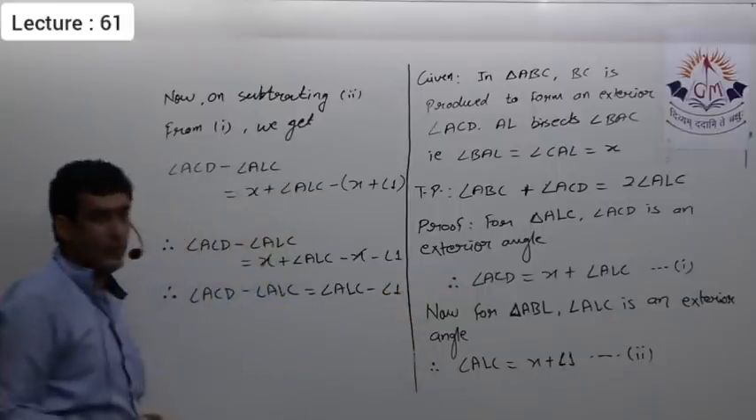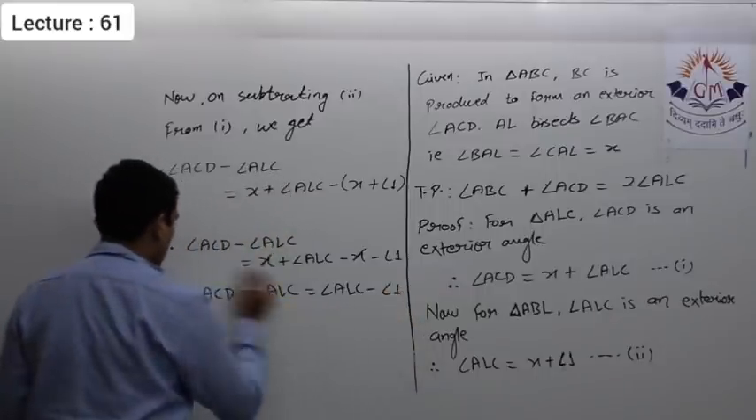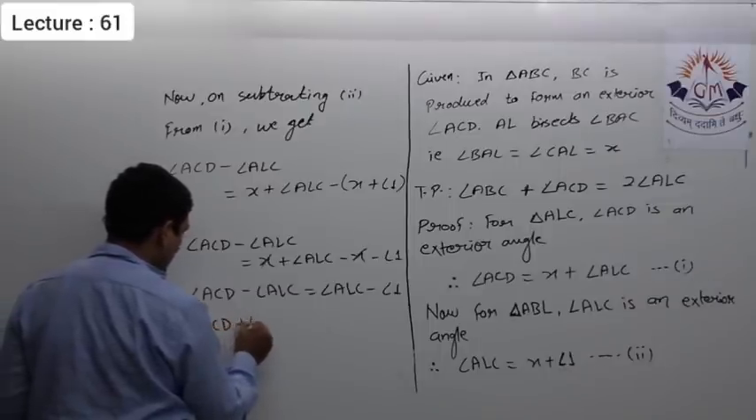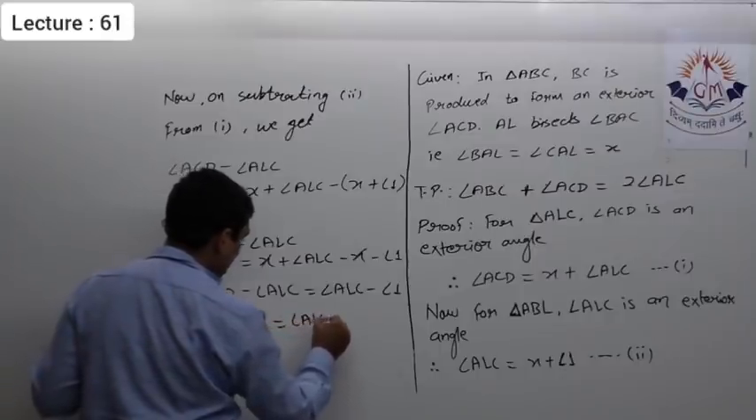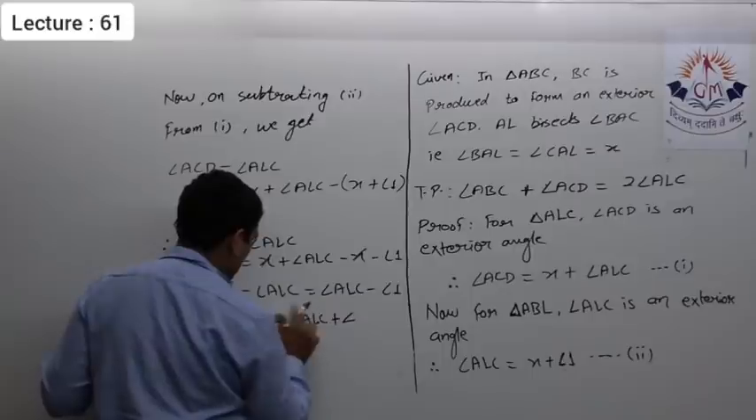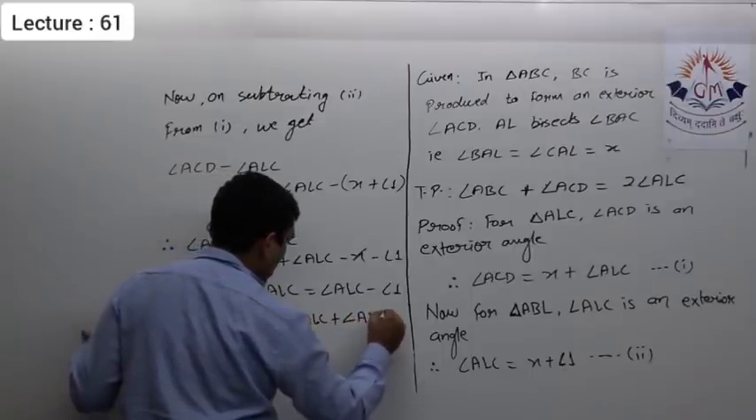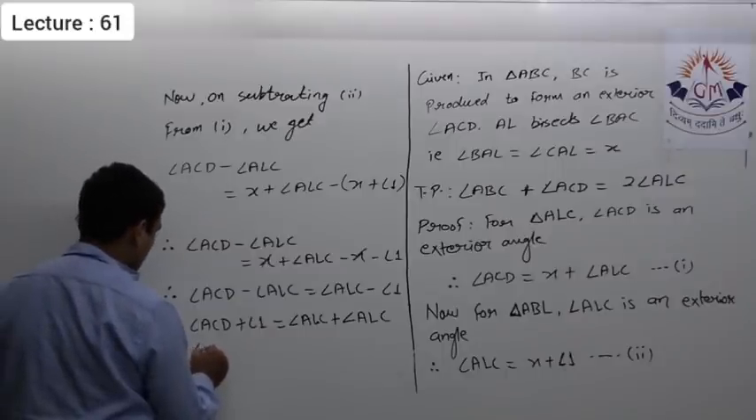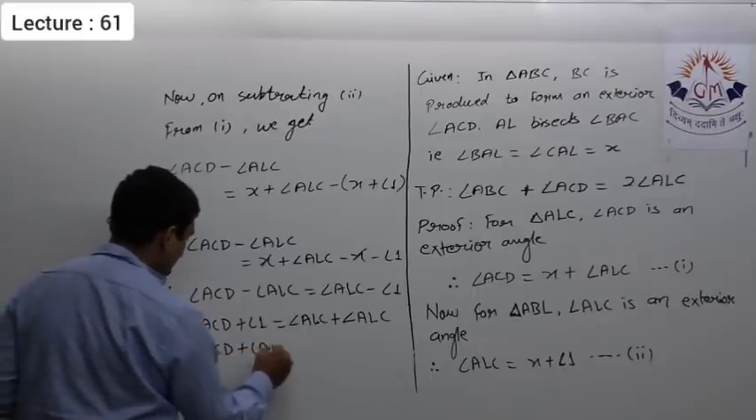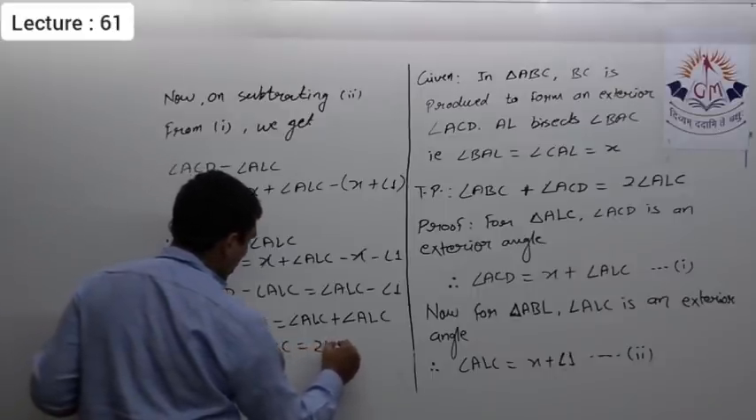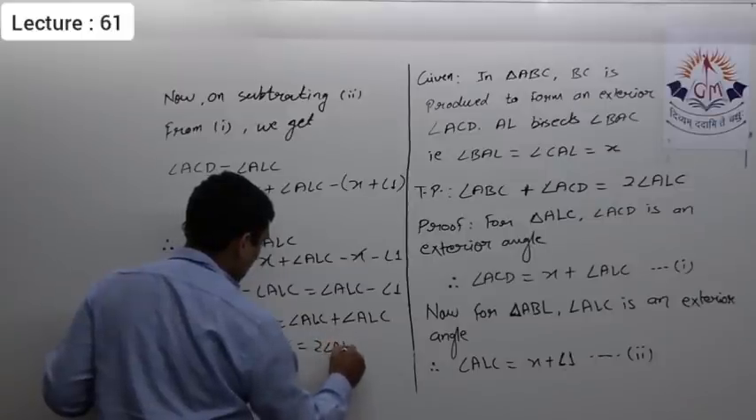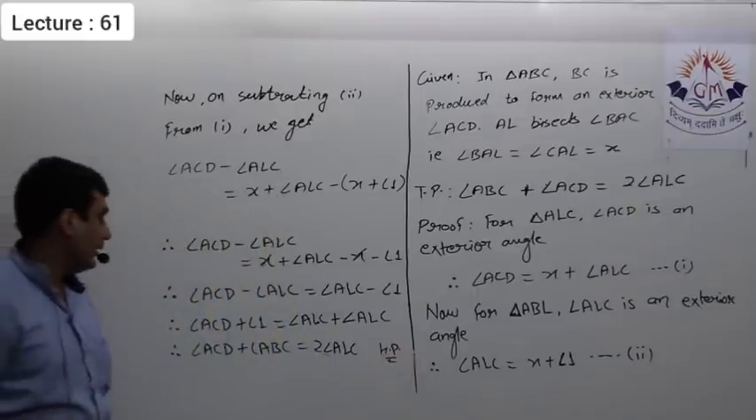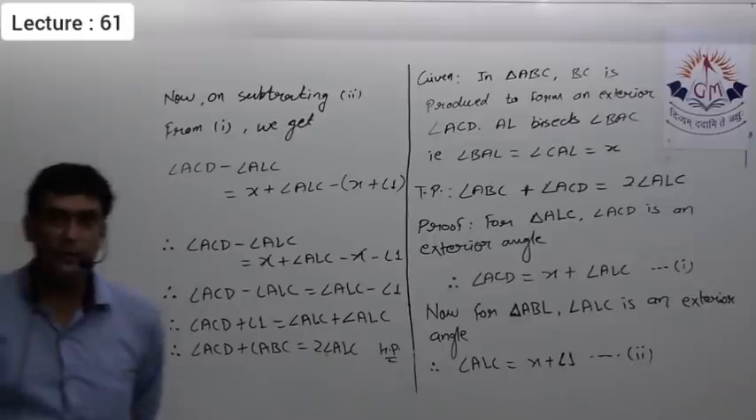And according to diagram, angle 1 was actually angle ABC. So from here I can write angle ACD plus angle 1 is equal to angle ALC plus angle ALC. So here this will become angle ACD plus angle ABC is equal to twice of angle ALC, hence proved. So that was the expression that we required to prove. So please note it down, then we'll see the next question.